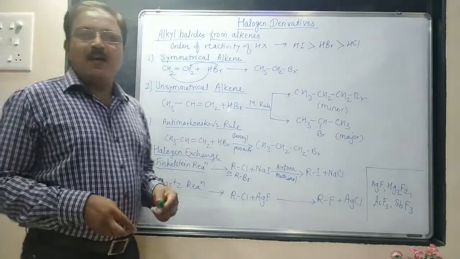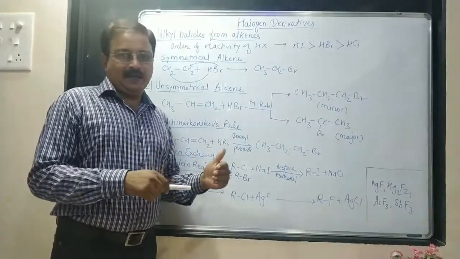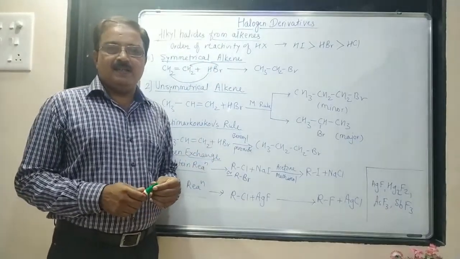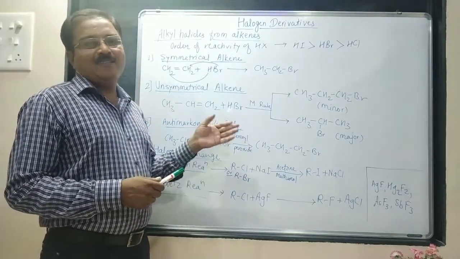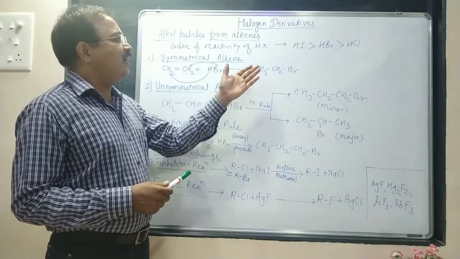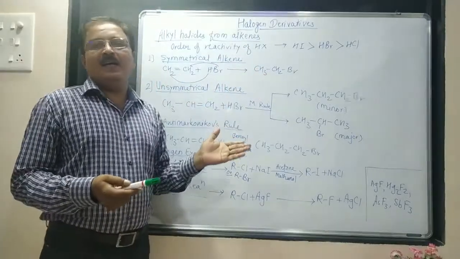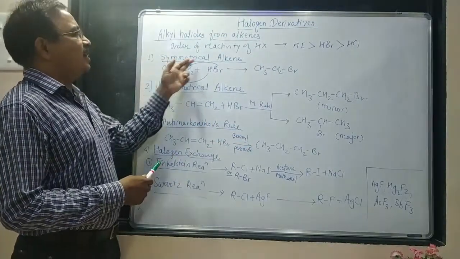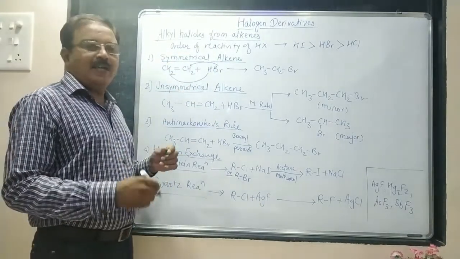Now the next reaction we are going to study is the preparation of alkyl halides from alkene. We have studied these reactions in 11th standard. Whenever a symmetrical alkene reacts with a halo acid, we get alkyl halides, but there is no need of using Markovnikov's rule. So it is a very simple reaction with a symmetrical alkene. Why is this called a symmetrical one? First of all, that we have to study.